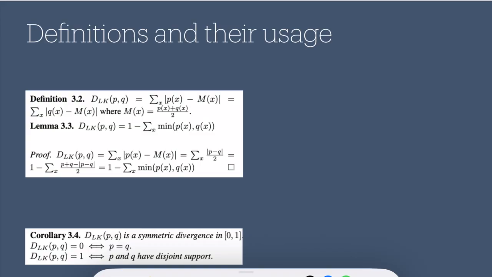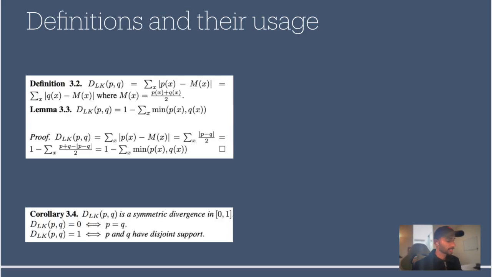To be able to answer that question, we are first going to see a few definitions. We first introduce this divergence D_LK(P, Q), which is defined as follows in definition 3.2, where M(x) is actually the average of P(x) and Q(x). Let's try to understand why lemma 3.3 is true.